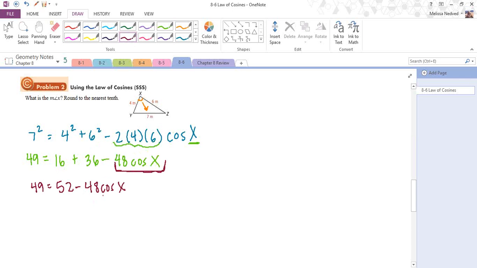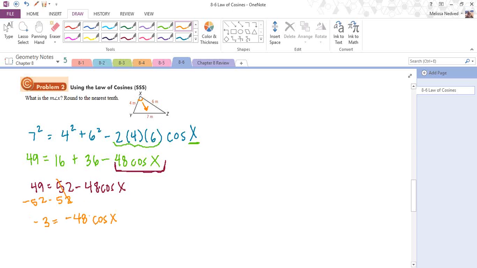Again, don't do 52 minus 48. This is a multiplication here. That needs to be dealt with after we get rid of any addition or subtraction. So now I'm going to subtract 52 from both sides. Remember, I'm working to getting that X by itself. 49 minus 52 is negative 3, equal to, don't drop your negative, 48 cosine of X.